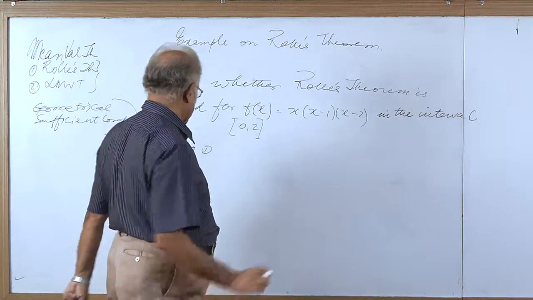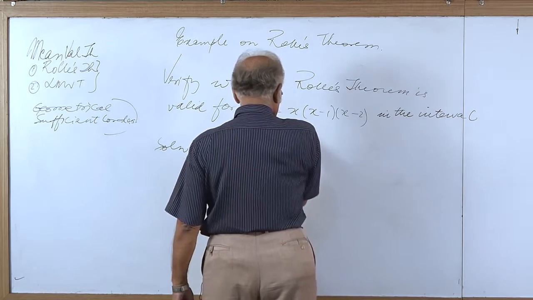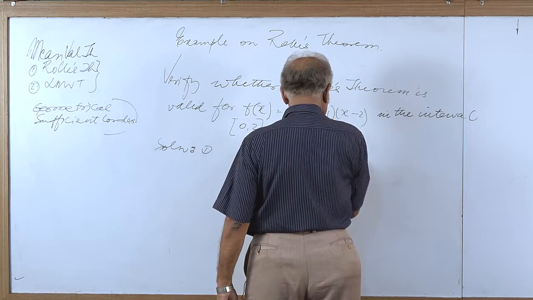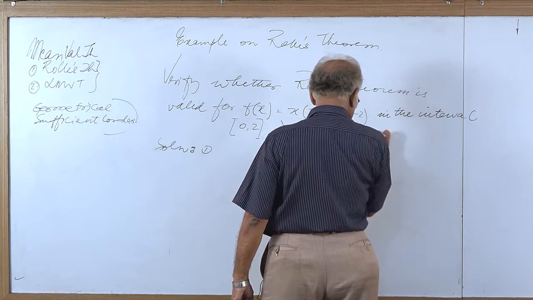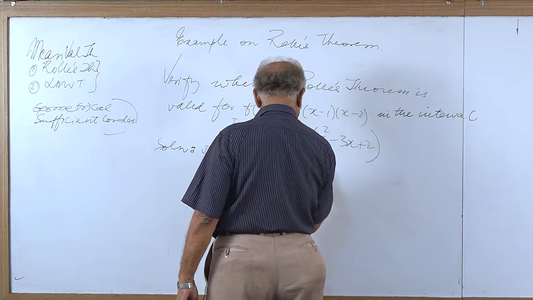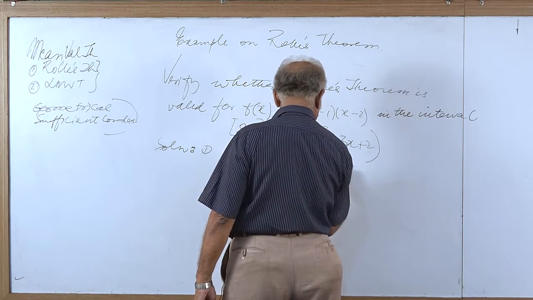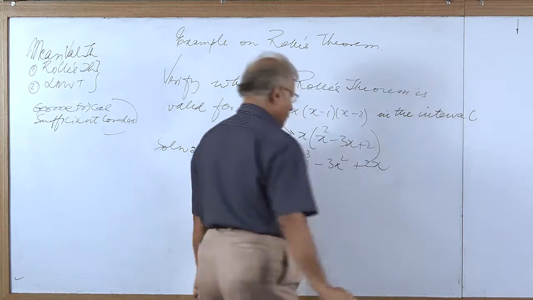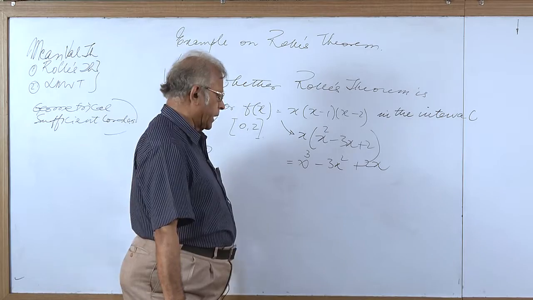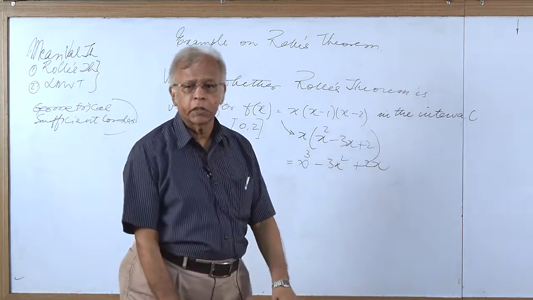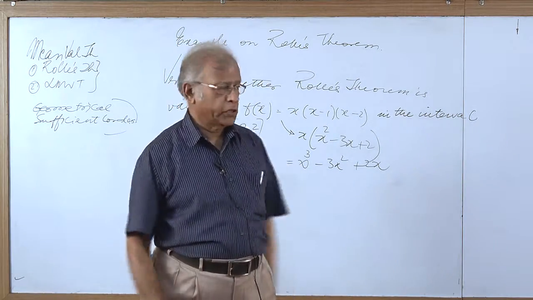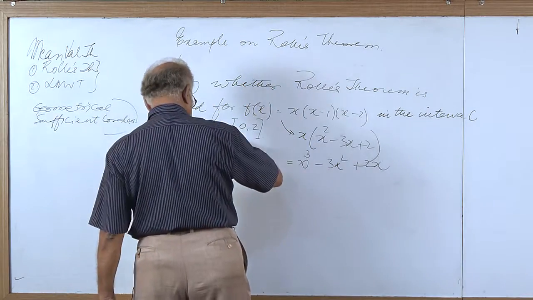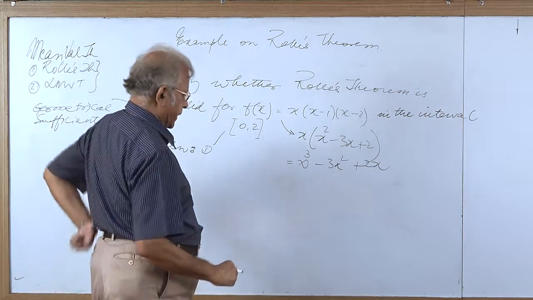Here we see that the function f(x), if we simplify this, is actually x(x² − 3x + 2). In other words, this is equal to x³ − 3x² + 2x, which is of course a polynomial in x, and all polynomials are continuous on the entire real axis. So there is no doubt that this function is continuous and the condition of continuity is satisfied.